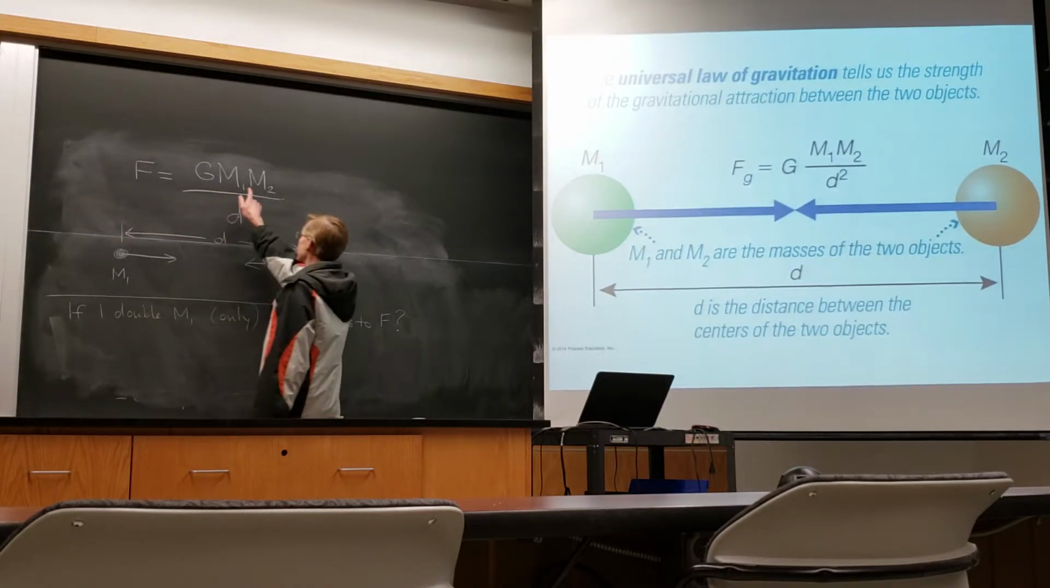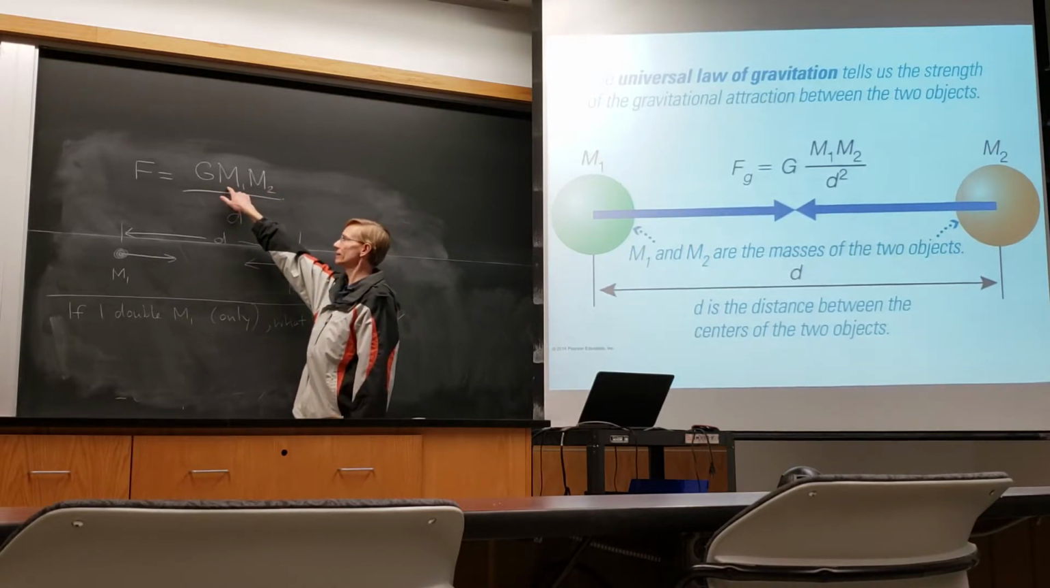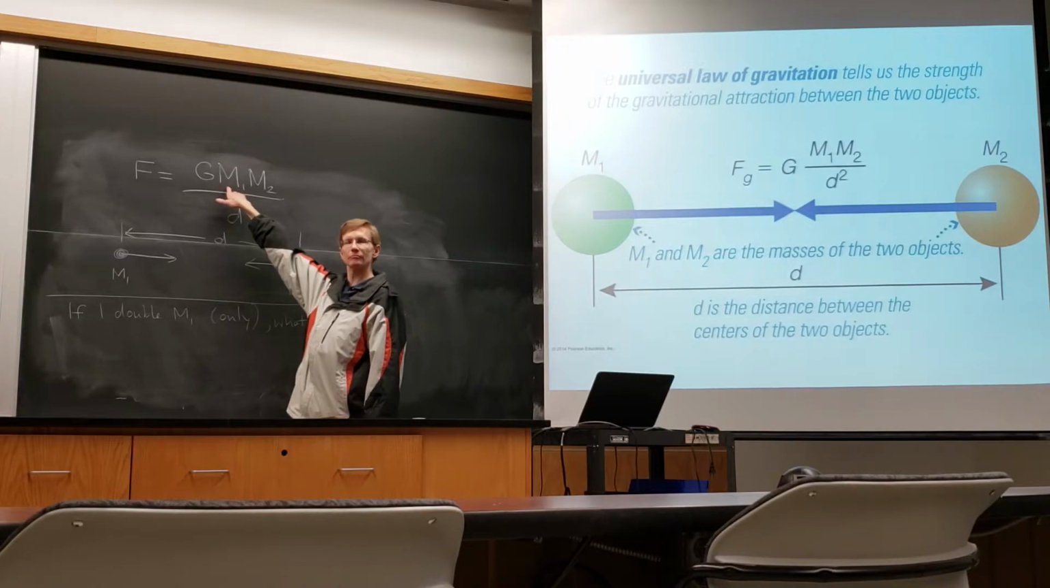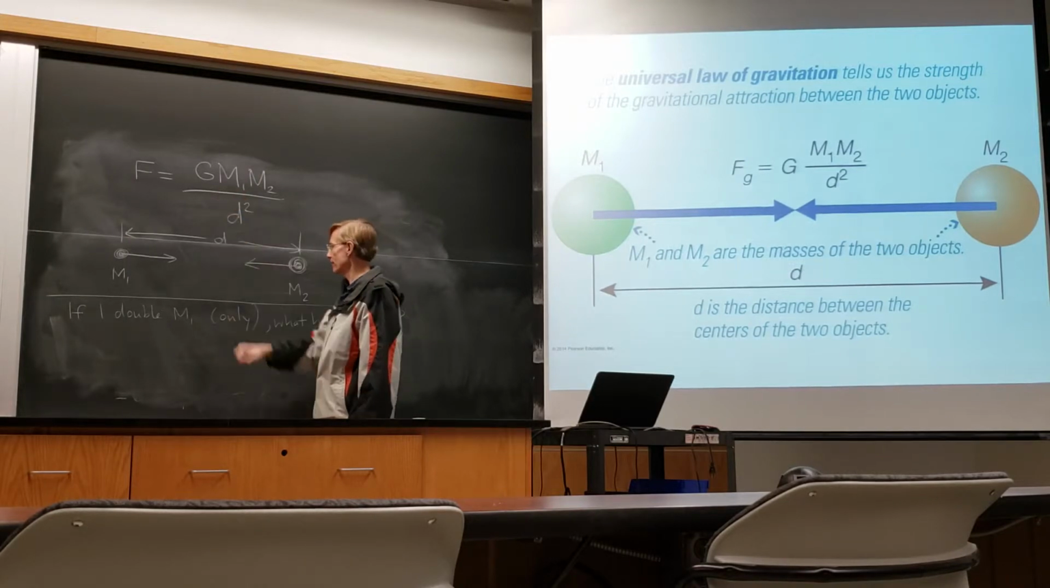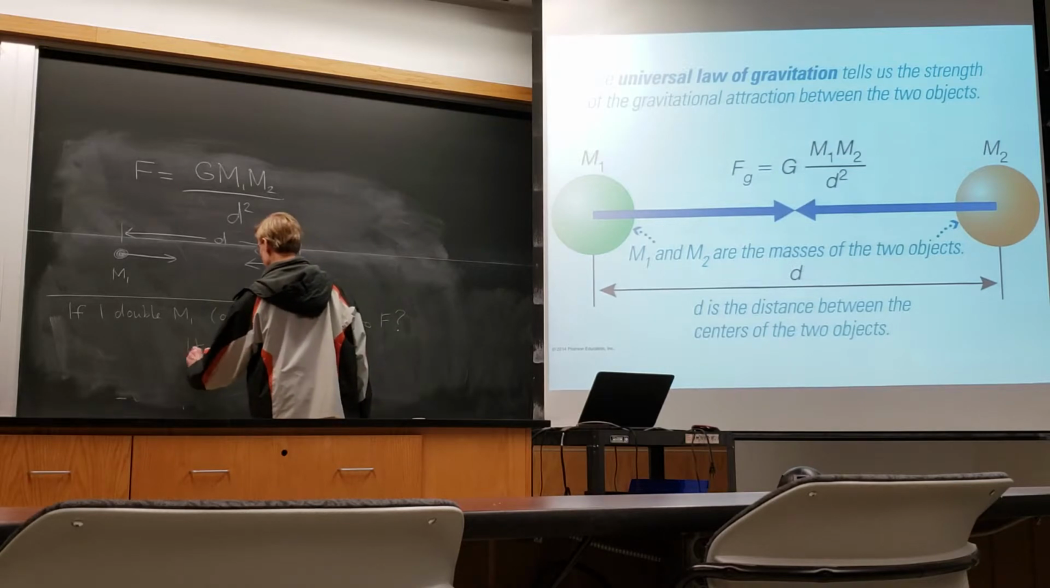So if I didn't do anything to M2, and I didn't do anything to D, kept those the same, but I made M1 twice as big, what would happen to the force? It would become twice as much. If I doubled M1, what happens to F? It also doubles.